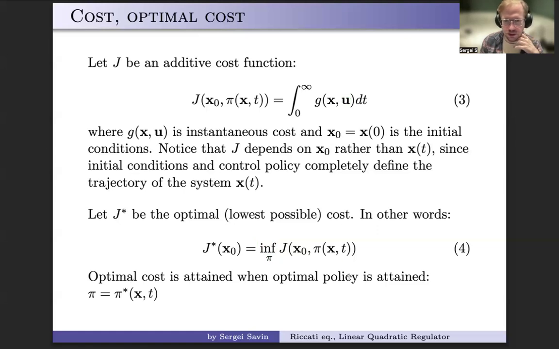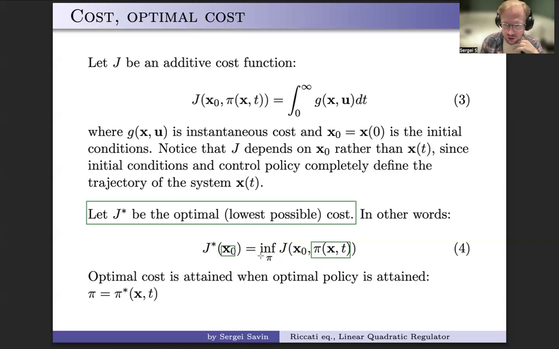All right. And what we are saying is the lowest optimal cost is a cost that still depends on the initial condition. But now we chose the best possible policy.